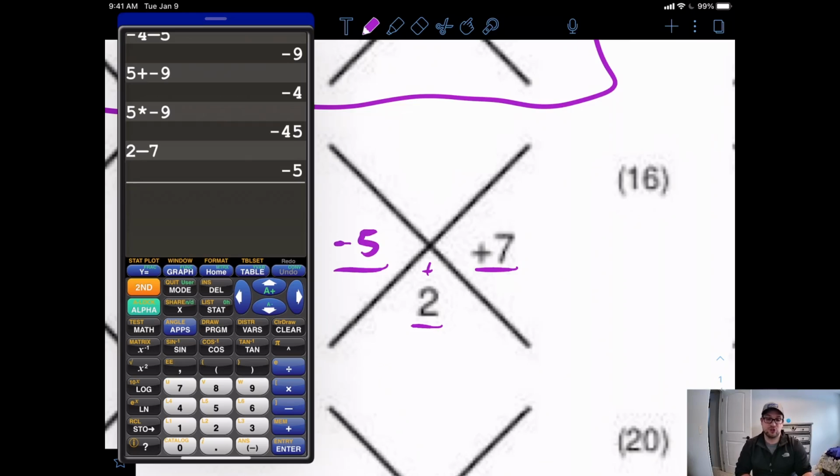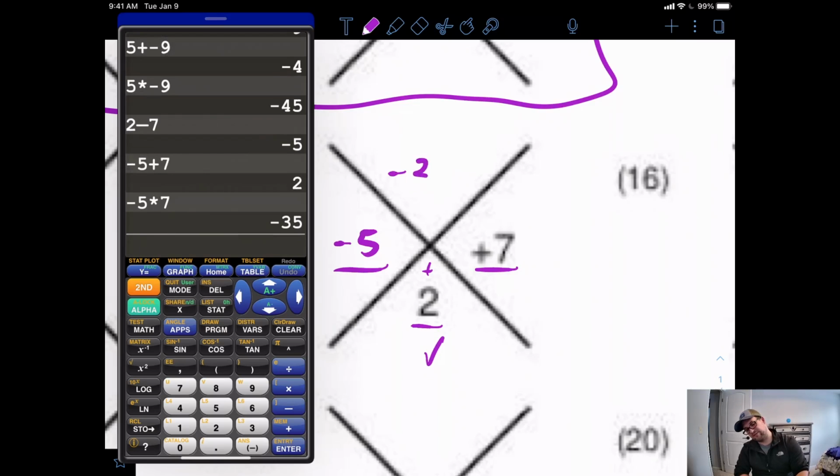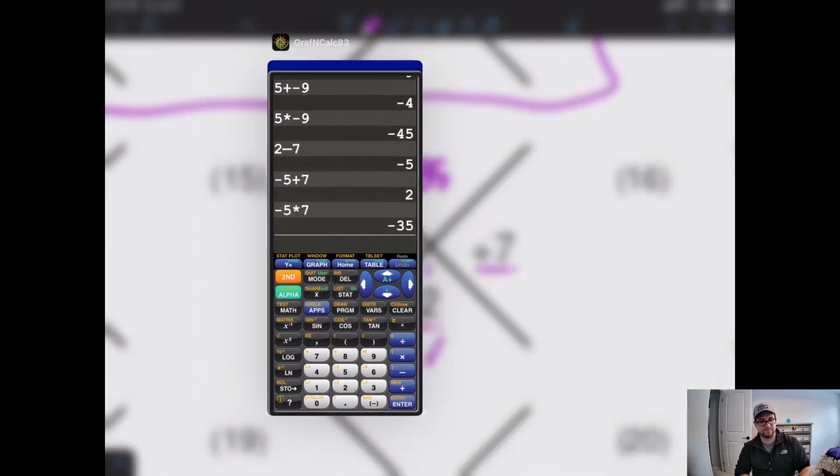Now, I always think it's good to check. So negative 5 plus 7 is 2. We can see that that worked out correctly. Once you know what the side is, or both sides are, then you just need to multiply them to get to the top. So this must be negative 35.